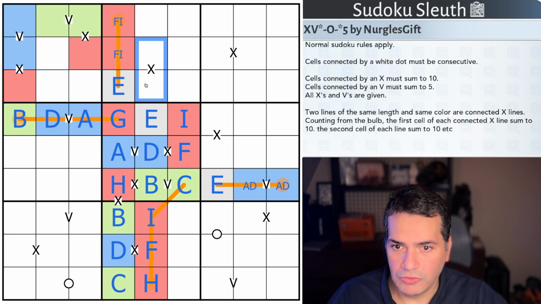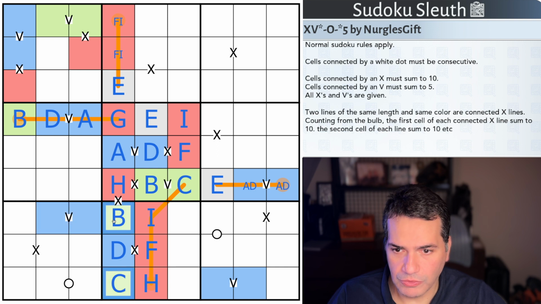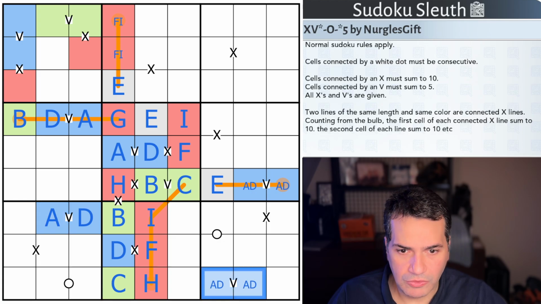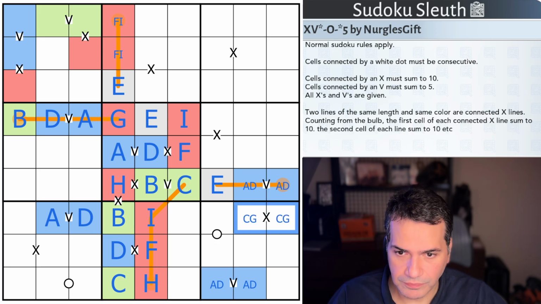These 2 cells, I don't actually know. I mean, I can pencil mark a ton in here. Actually, let's just do easy things. This is definitely blue. This is definitely blue because of these green cells. I actually know the letters in here. This is D, this is A. This is AD. This is not blue, as in not A or D, nor B. This is CG.